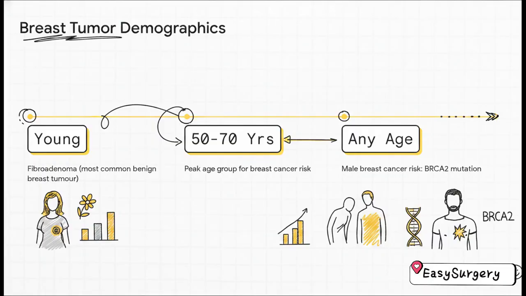Now, shift your mental picture to a patient between the ages of 50 and 70. This is the peak age group for breast cancer risk. But wait, we also have to consider male patients. If a male presents with breast cancer at literally any age, the major risk factor you need to associate with that is a BRCA2 mutation. Try to visualize those 3 distinct patients, because age and gender are going to guide your very first diagnostic step.